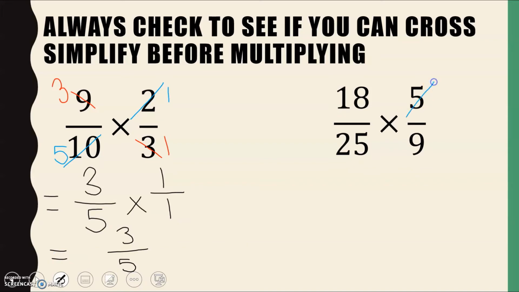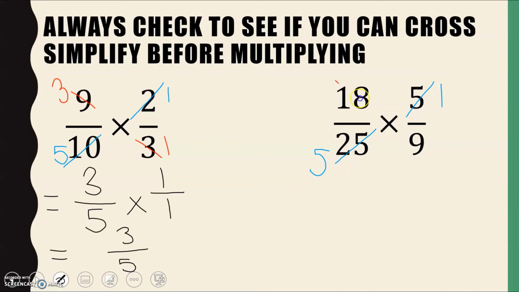25 and 5, they are both in my 5 times table. 5 1s give me 5, and 5 5s give me 25. For 18 and 9, they are both in my 3, but they are both in my 9 as well. So you can maybe go straight to your 9 times table, but if you go to 3, you'll need to simplify it again at the end, so I'll show you what I mean by that.